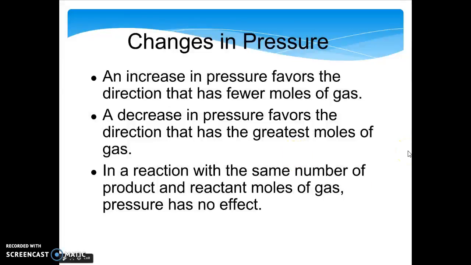All right, the next stress that we can apply to a system is a change in pressure. So an increase in pressure is going to favor the side that has fewer moles of gas. We're just going to add up the coefficients of the gas on each side. If it's a solid, liquid, or aqueous, we are going to ignore it, okay? A decrease in pressure will favor the direction that has the greatest moles of gas, so the highest number. In a reaction with the same number of moles in the products and the reactants, we're going to say pressure has no impact because there's not going to be an advantage to one side over the other.